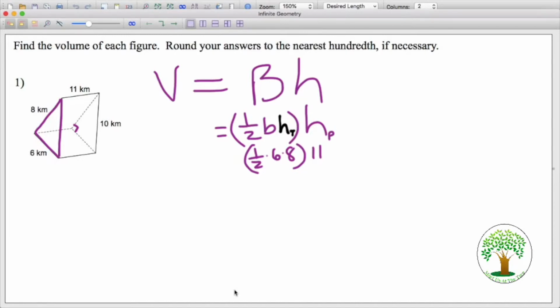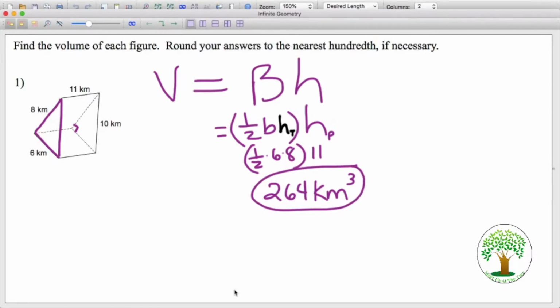You could just do your half. Say that one more time. 264. I heard 264. Let's see what they got. Confirmed. 264 kilometers squared. Careful. We're doing volume, so it's not squared. Cubed. Good job. Whenever we do volume, it is cubed units.